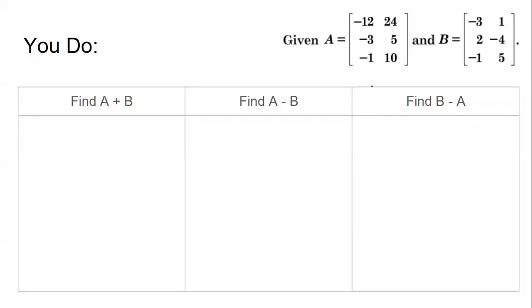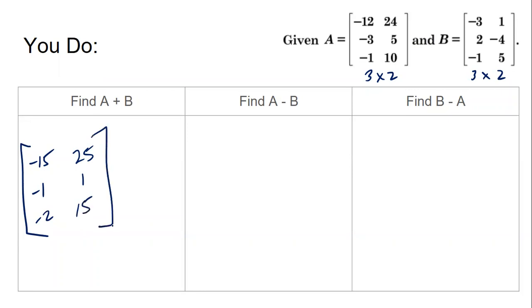All right, so these were able to be added and subtracted because they both were 3 by 2 matrices, right? For A plus B, when you're adding, you had -12 plus -3, which should give you -15. You had 24 plus 1, which is 25. You had -3 plus 2, which is -1. 5 plus -4, which is 1. -1 plus -1 is -2. And 10 plus 5 is 15. So that should have been your sum.